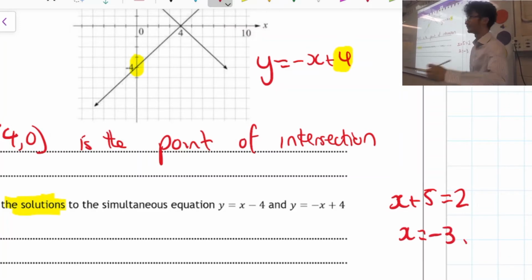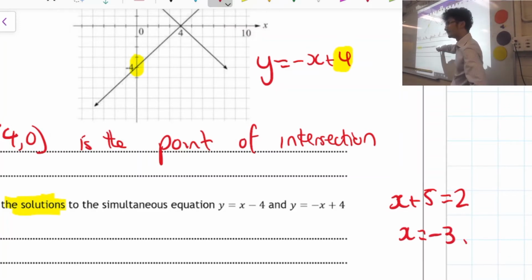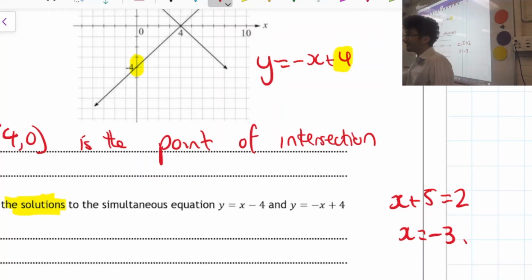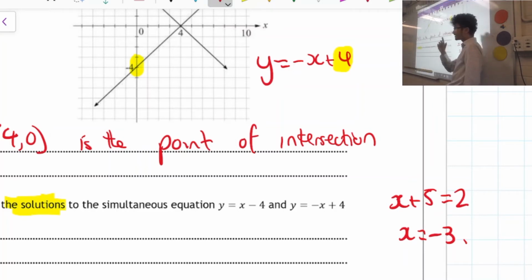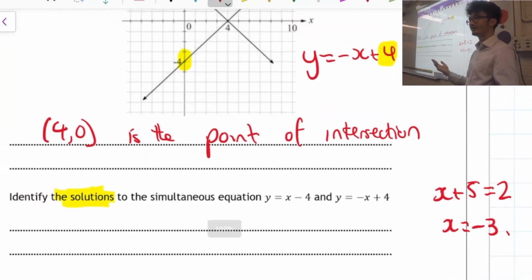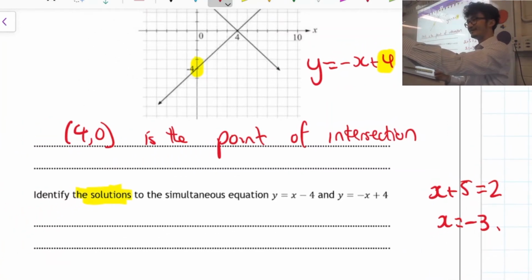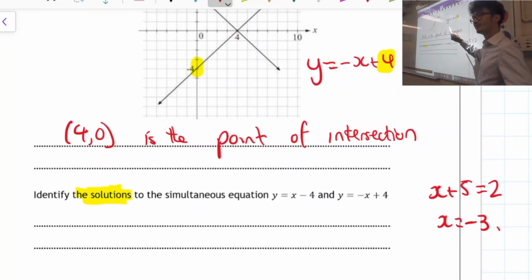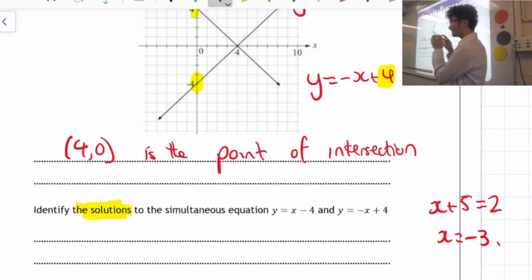You can say x is equal to minus 3 or something like that. But what's different about these equations? There are two letters, two variables, and there are also two equations. We call them simultaneous because there are two of them, so you actually need two answers: an answer for x and an answer for y. What are our answers for x and y? Well, what did we just find earlier? 4 and 0.